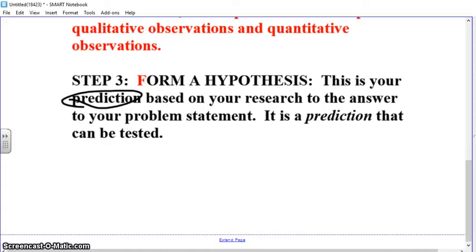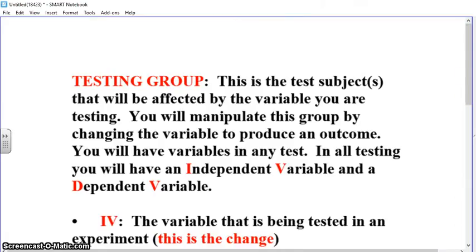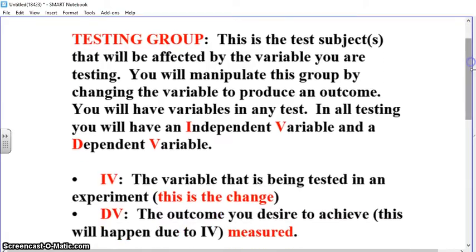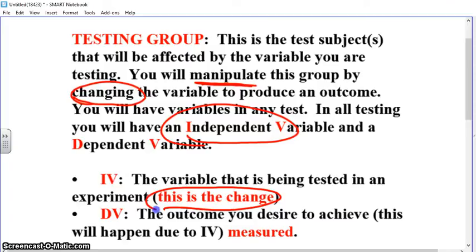Okay, let's go ahead and move on to the next page here. So the testing group, all right? This is the group that you are manipulating, and that's a big fancy word, isn't it, Katie? Manipulate? Yeah. So really what it means is this is what you're changing. Oh, on purpose. Oh, that's easy. Yeah, easy. And this is what we call the IV. The IV is what is being tested, or what we say is being changed.